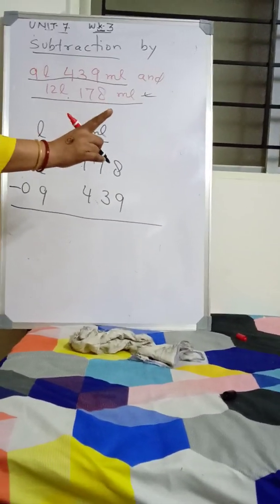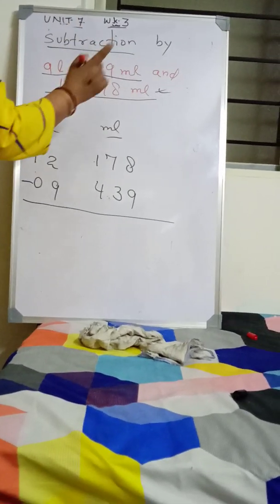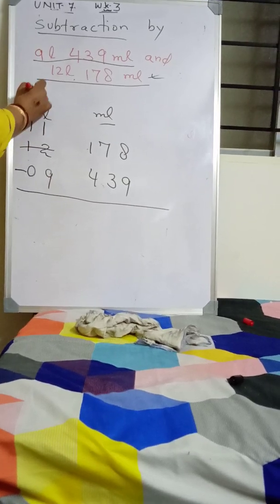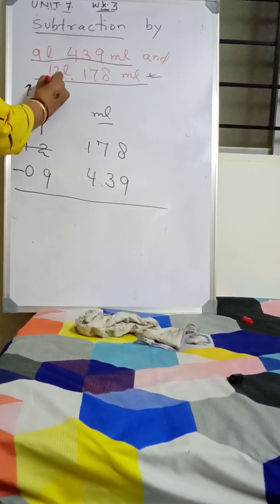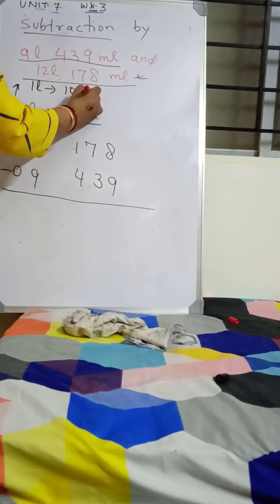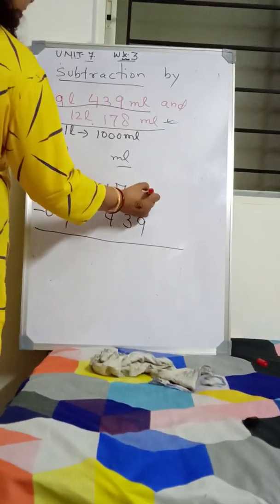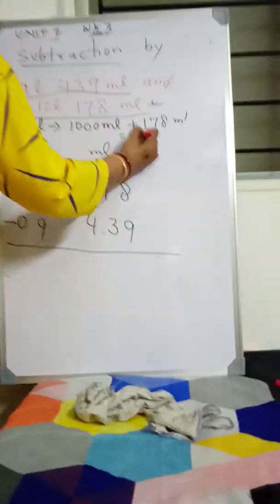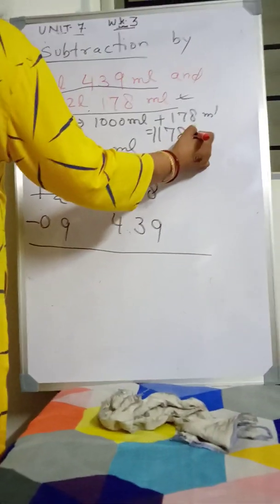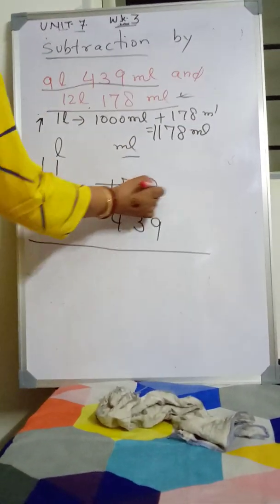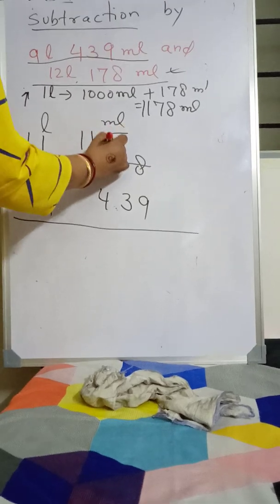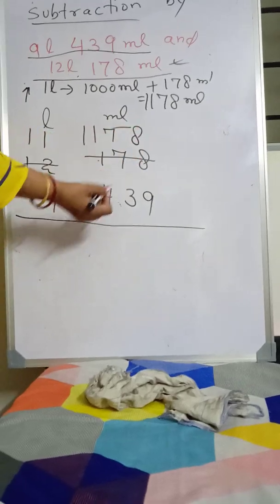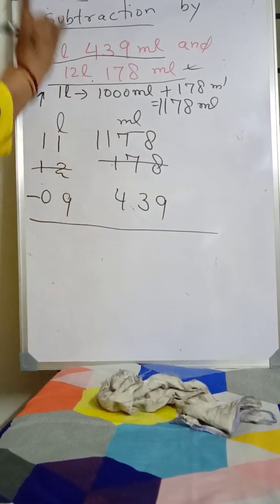It is not possible to subtract, right? Then what will we borrow? Simple. I will borrow 1 liter from 12. The 12 will reduce to 11, and then I will borrow 1 liter, and this 1 liter has 1000 milliliter. This 1000 milliliter will be added to 178 milliliter, and it will become 1178 milliliter. So this 178 will become 1178. Now see, this is 1178 and this is 439. Now it is easy to subtract.